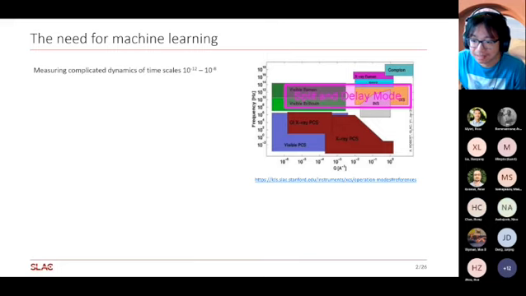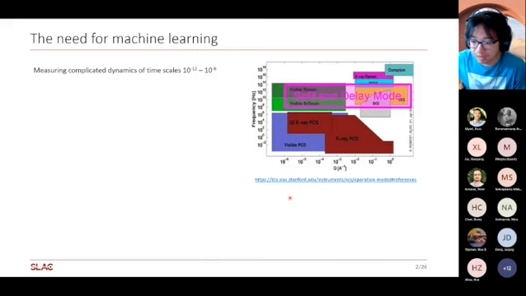In LCLS, there's a special XPCS mode called the split and delay mode. People call it X-ray photon fluctuation spectroscopy. It's basically the X-ray version of XPCS. It gives you the ability to measure ultrafast dynamic processes on time scales from picoseconds to tens of nanoseconds.